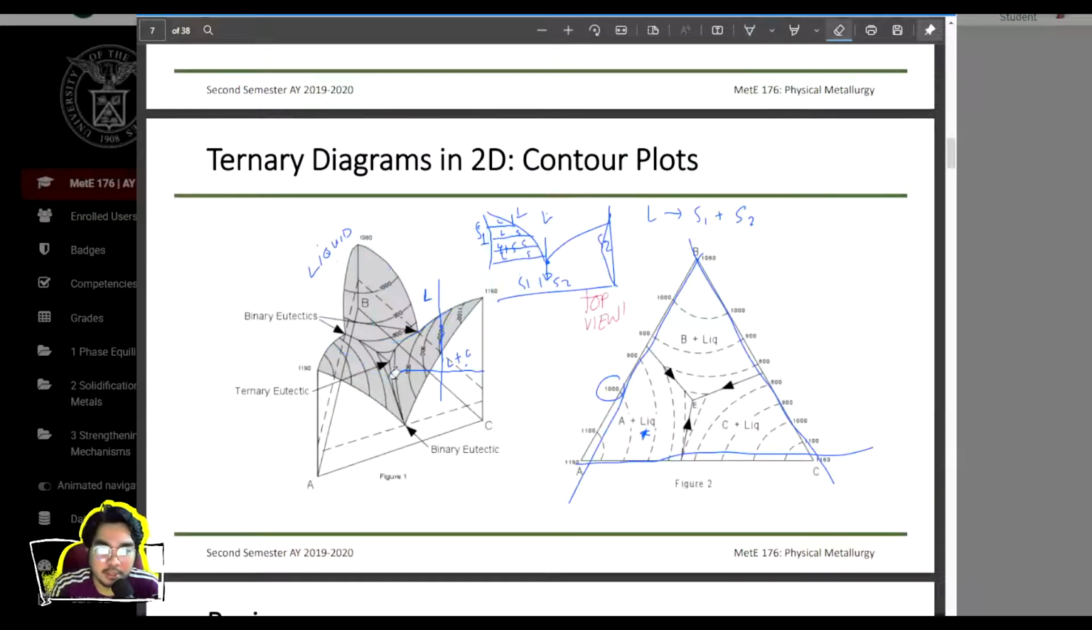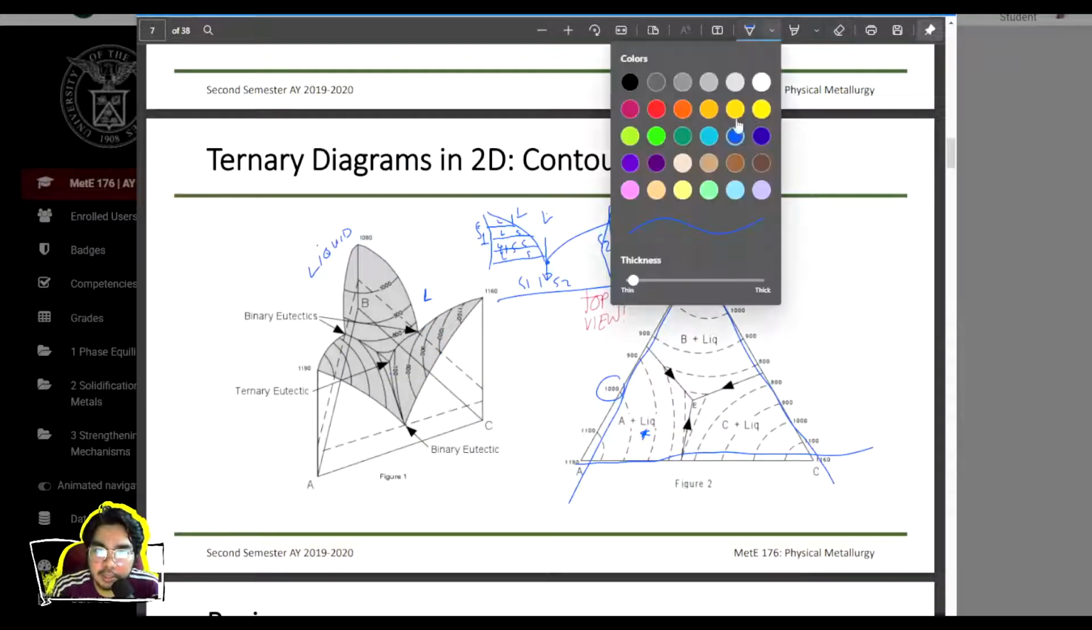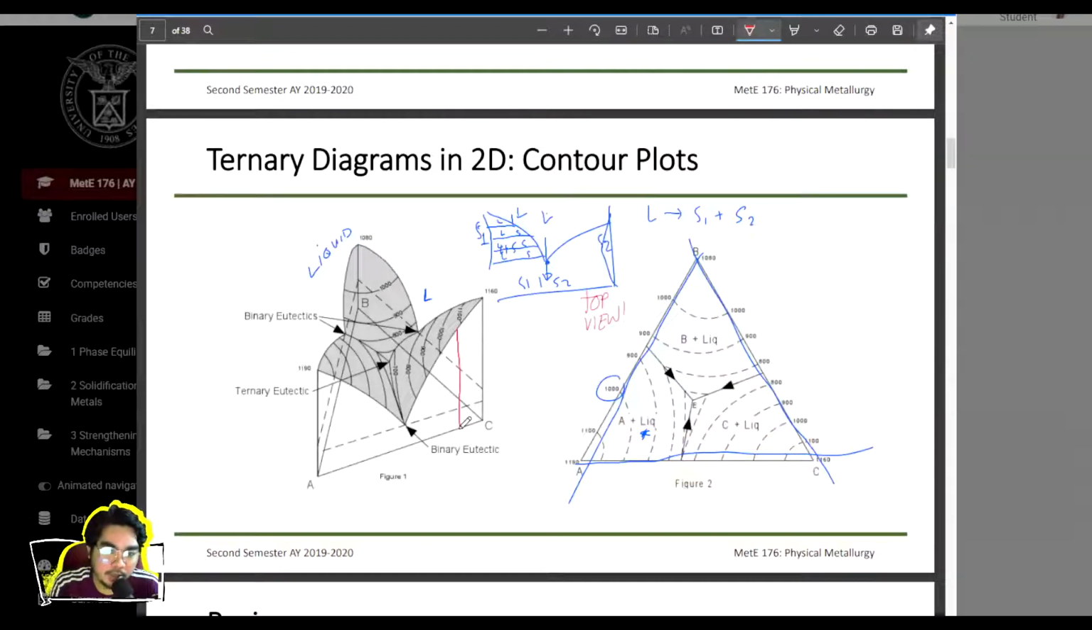So, let me erase ulit. Baka mas malinaw kung pula, no? Parang nandito na siya. So, dito siya nag-start, tapos ganyan. So, parang ganyan kunwari ang isoplet cut natin. So, kaya mo ma-determine yung tie lines niya will be something that looks like this, no? Nandito na yung mga tie lines niya. Tama? Pag ganyan na yung tie line. Parang ganyan. Kasi nandito na yung ano mo.